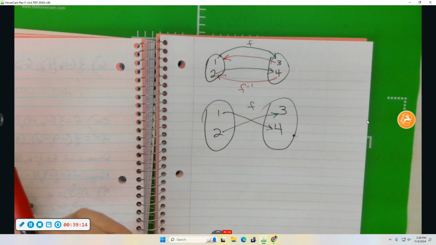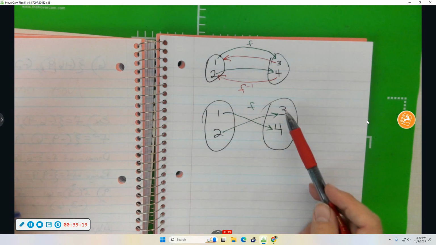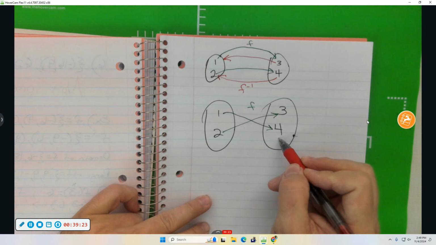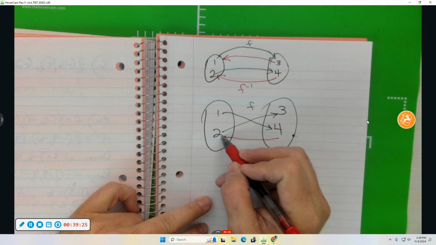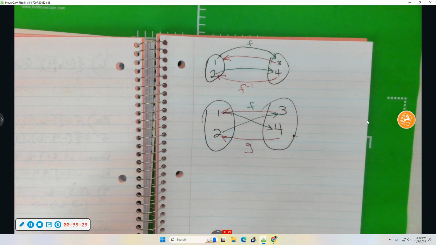Well, if it were going to be inverses, 4 would have to go back to 1 and 3 would have to go back to 2. Let's suppose instead 4 goes back to 2. This is g, and 3 goes back to 1.